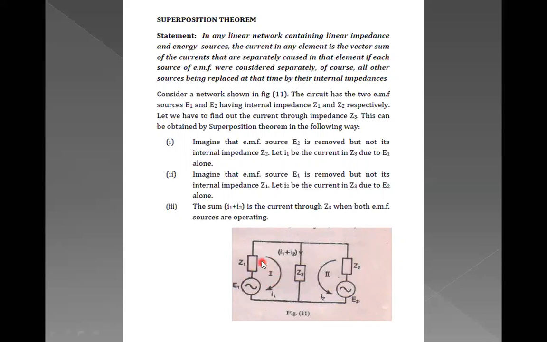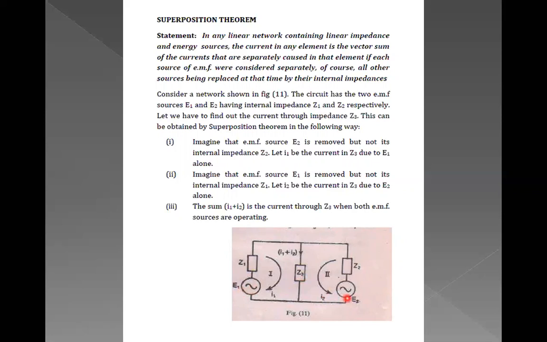How can we get the equation? We can write I1 into Z1 plus, what is the current flowing through Z3? It is I1 plus I2. So I1 into Z1 plus (I1 plus I2) into Z3 should be equal to E1. This is how we get the Kirchhoff's voltage law equation, applying it onto mesh 1.